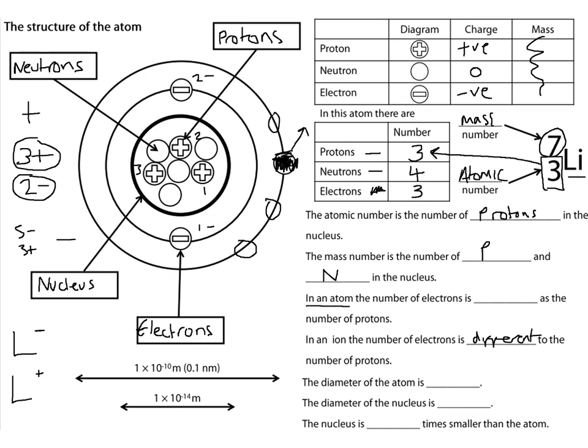In a neutrally charged atom, the number of electrons is the same as the number of protons. So if you've got 3 positives and you've got 3 negatives, you're going to have an atom. If you've got 5 protons, which are positive, and 3 electrons, that's going to be an ion. All right, it's still technically an atom, but an ion is a charged atom.